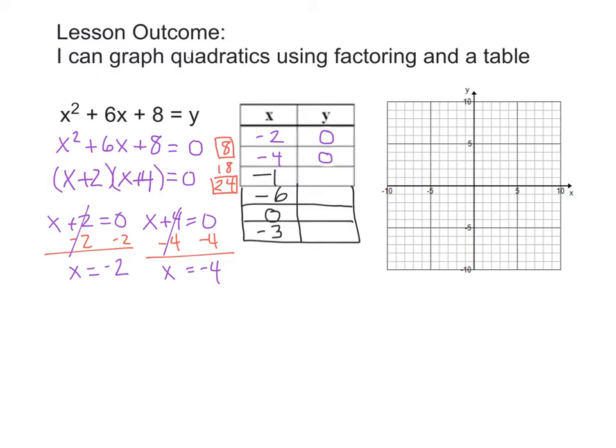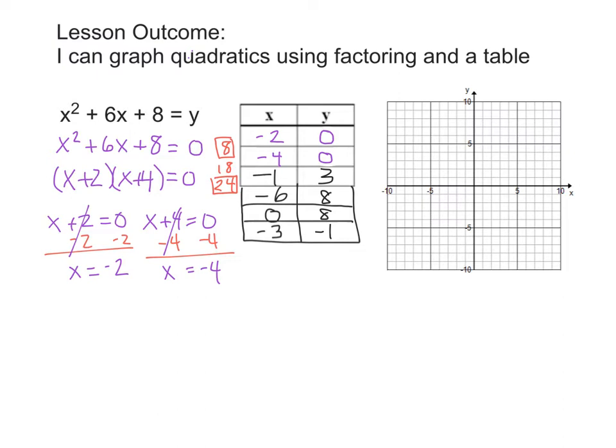Alright, so the values you should have got: when x is negative 1, y is 3. When x is negative 6, y is 8. When x is 0, y is 8. And when x is negative 3, y is negative 1.